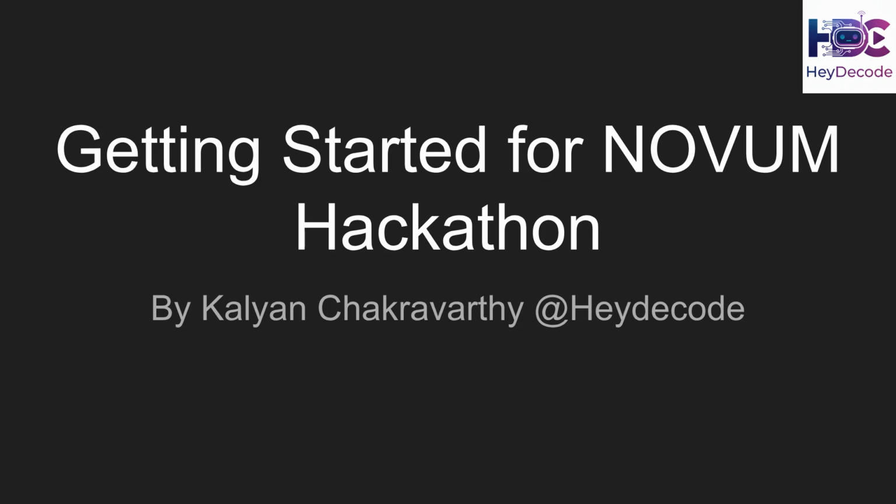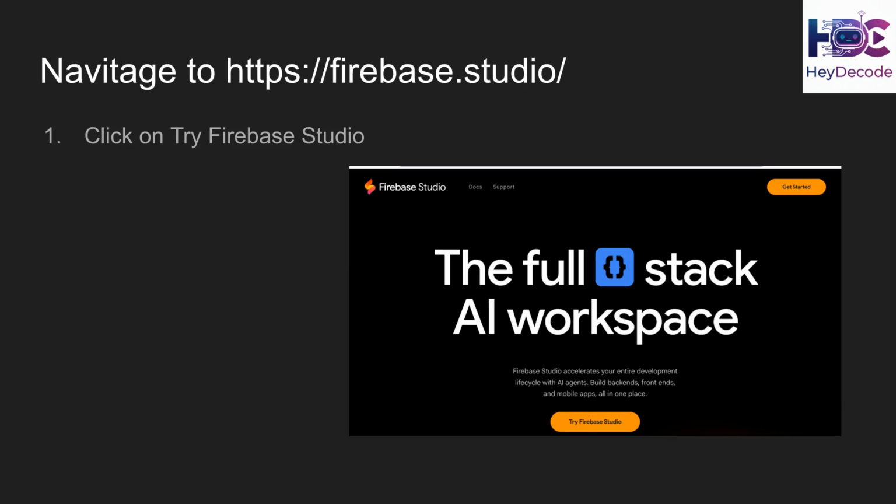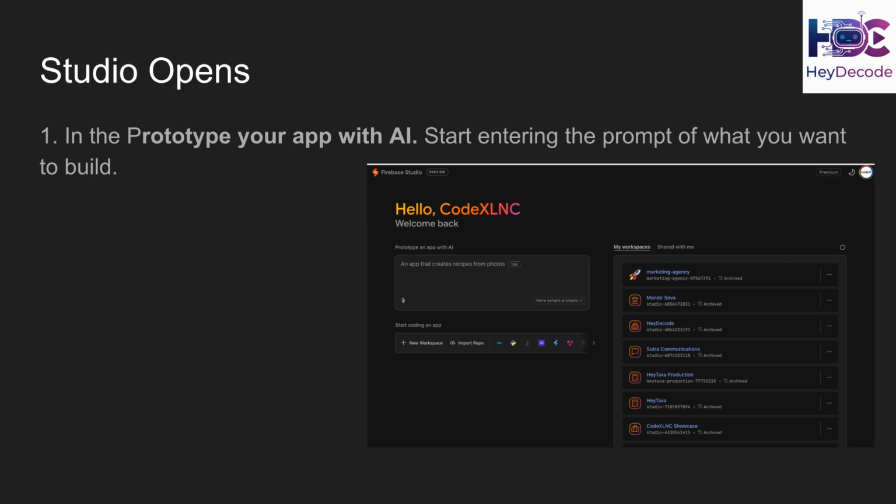I am Kalyan Chakravarthi from @HadyCode, and I'll walk you through how to quickly start your project. First, navigate to Firebase.studio. Then, click on Try Firebase Studio to begin. Once the studio opens, look for Prototype Your App with AI. Here, you can start entering the prompt that describes the application you want to build.